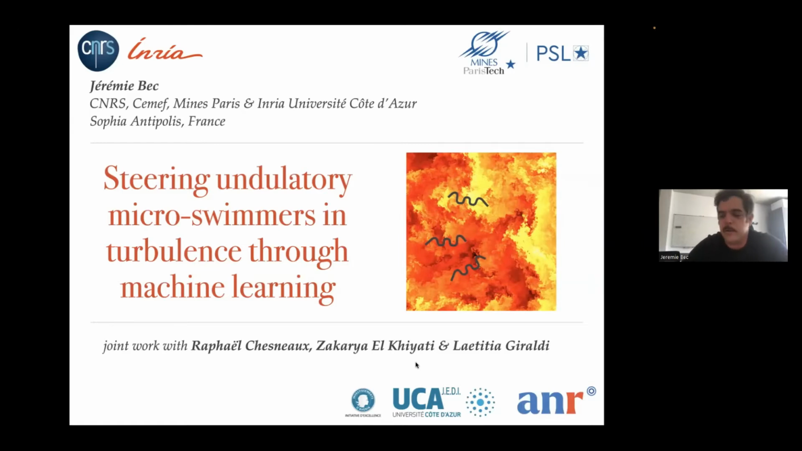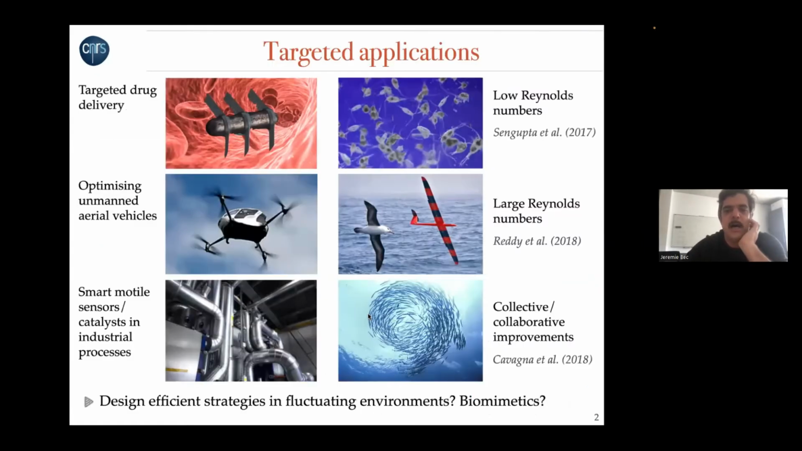The motivation for what I'll be talking about comes from different kinds of applications, and I will focus mainly on one. These applications try to understand if one can get good ideas from nature or machine learning in order to make autonomous swimmers, with applications to drug delivery, aerial vehicles, but also smart sensors or catalysts that would be able to enter industrial processes in places which are not reachable by humans.